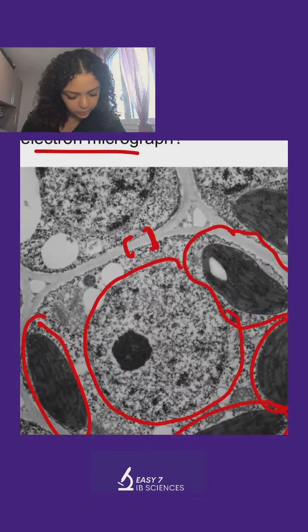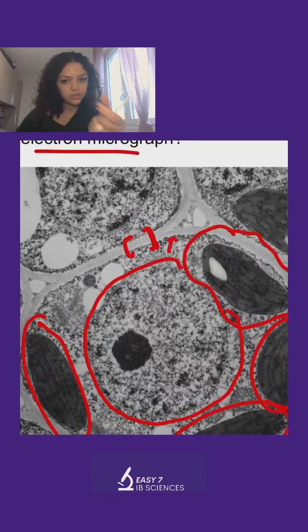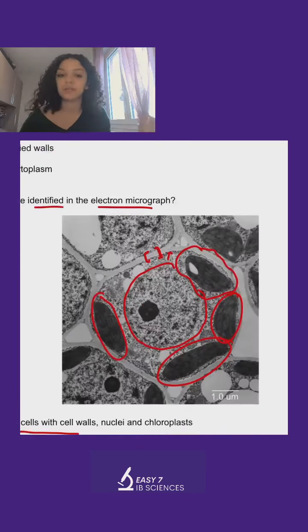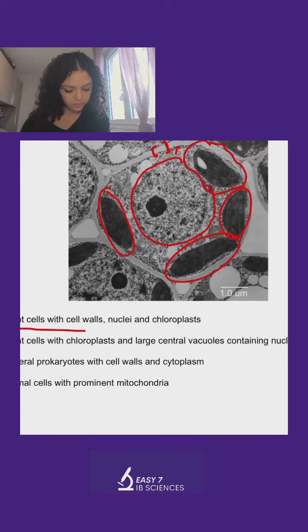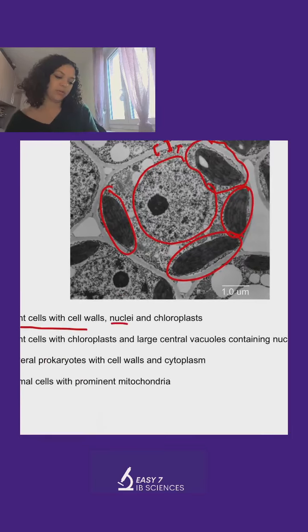okay? And so whenever you see a thick wall surrounding our cell, we know that has to be a cell wall because phospholipids would barely show. Next, nuclei. The large thing in the center is a nucleus, okay? And we can see the DNA, the nucleosome inside.